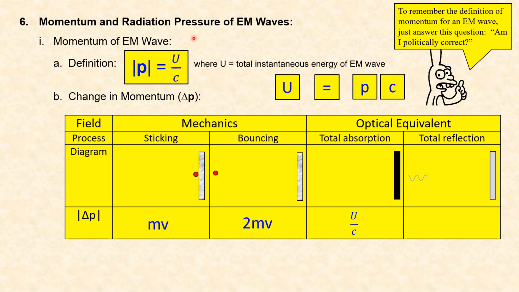But in the case of total reflection, that is, if we let an electromagnetic wave strike a wall by which it is reflected, let's say in this case where that wall is a mirror or a silvered surface, then that electromagnetic wave experiences twice the change in momentum as in the case for total absorption.